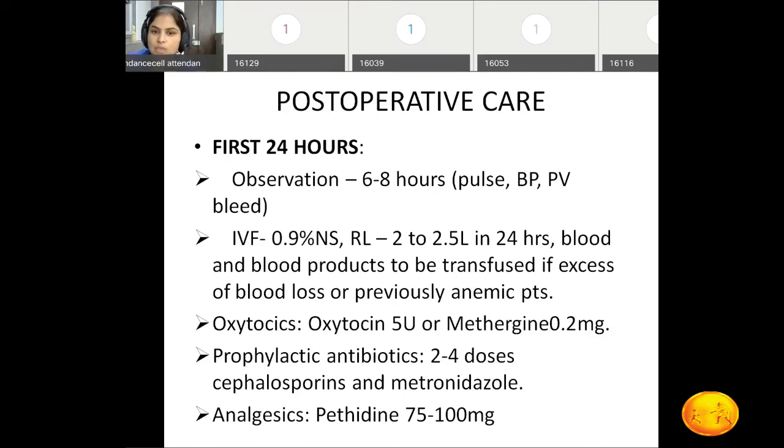Then oxytocin, if needed. Obviously, after the delivery of the baby, they give 10 units of oxytocin IM and 20 units in drip. But if extra is needed, give oxytocin 5 units IM or Methergine 0.2 milligrams, if not contraindicated. Prophylactic antibiotics are given for 2 to 4 days. Analgesics like pethidine, 75 to 100 milligrams. And if the mother is Rh negative, then obviously anti-D has to be given.